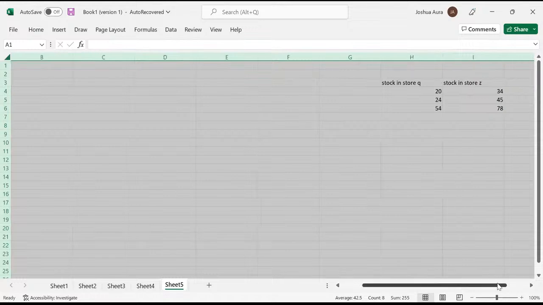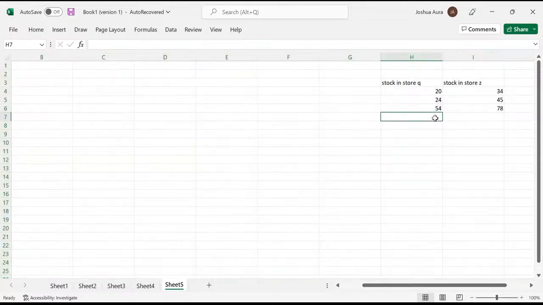Very important. The other thing that I would want you guys to master from today as we progress, assuming now you've got these stocks in your stores, and you would want to get the total there. What do you do to get the total there? There are very many ways you could use.